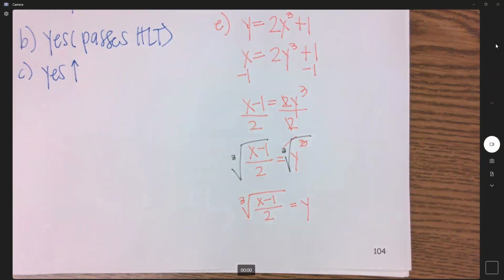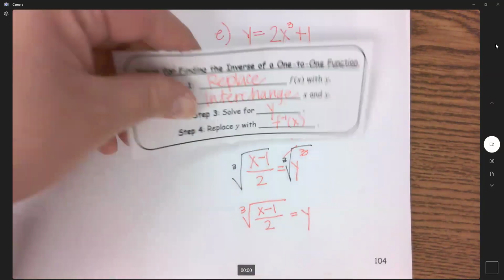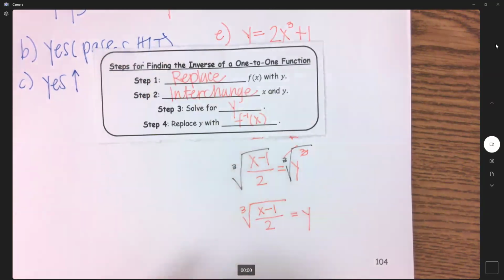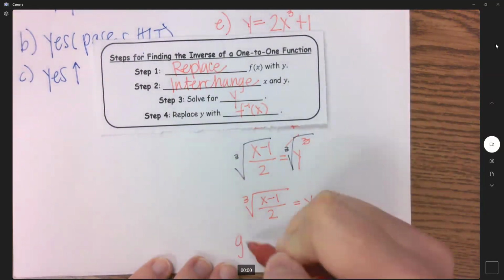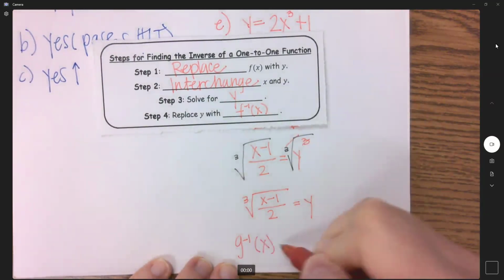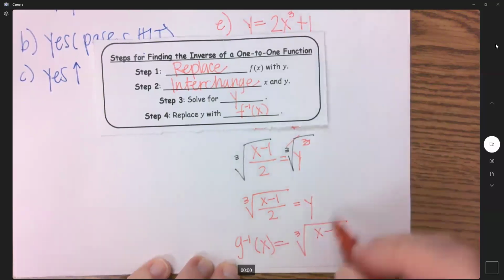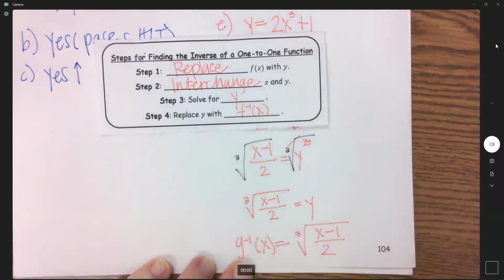Do not stop there. We have not gone through all 4 steps. Our last step is to replace y with our inverse notation. So because we had g of x, this will now become the inverse of g equals the cubic root of x minus 1 over 2.